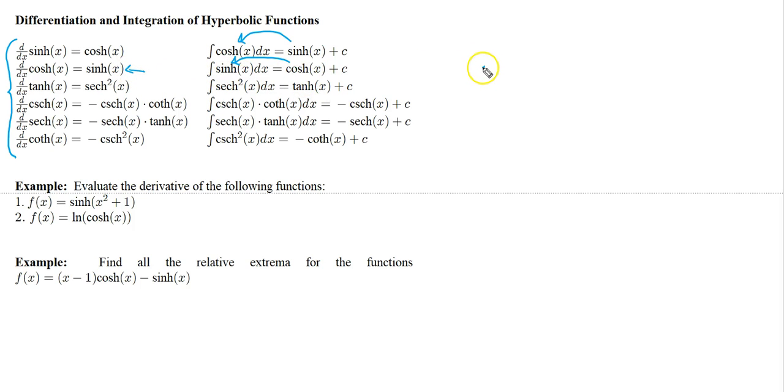Now remember, the integral for the sine function was negative cosine. So this one differs in sign from our rules for integrating the sine function. The antiderivative of hyperbolic secant squared is hyperbolic tangent, and so on. I'll let you read through these other rules down here. They come directly from these over here. So let's take a look at a few examples now.